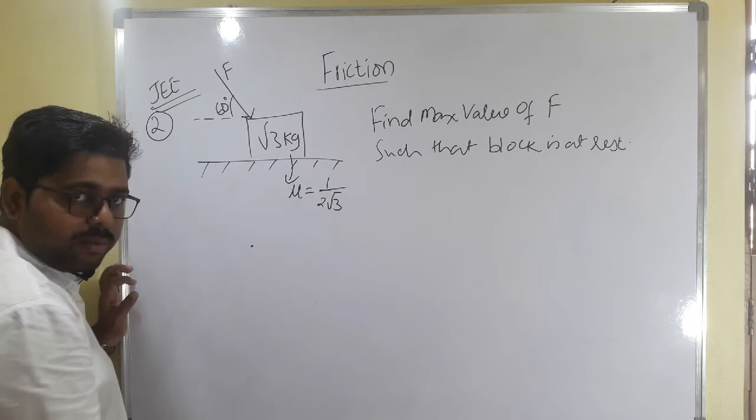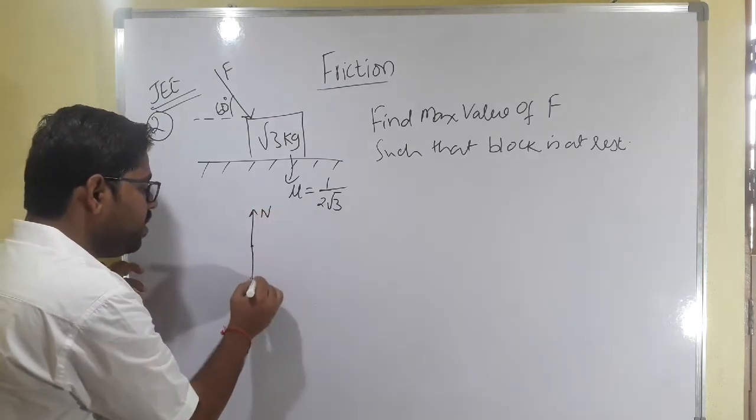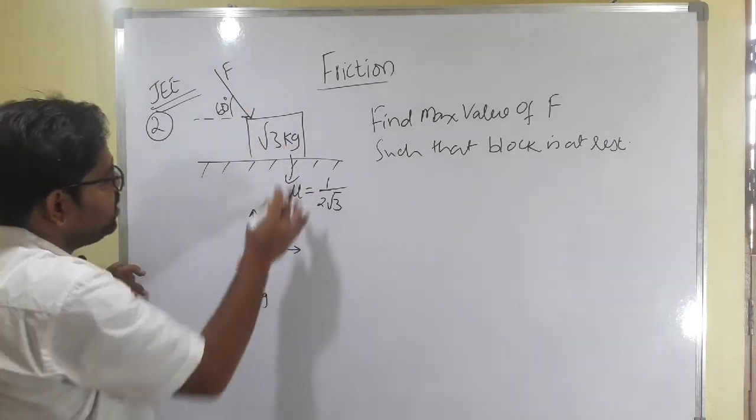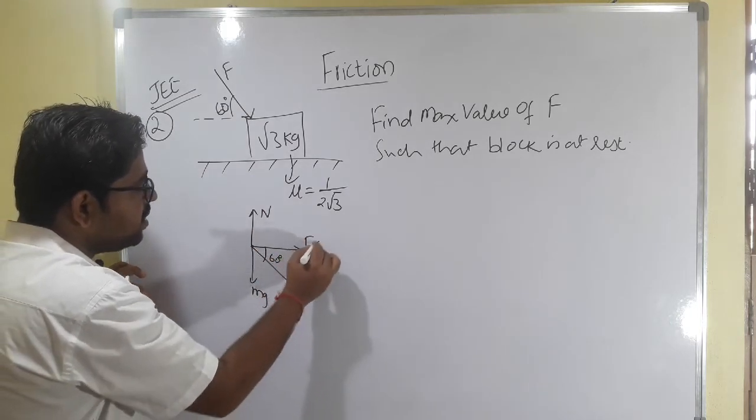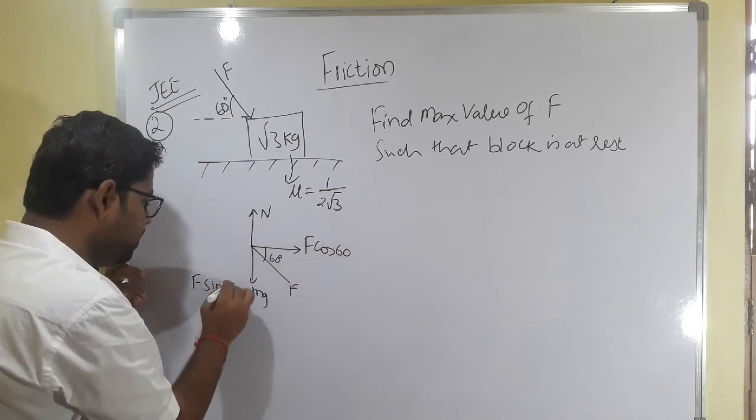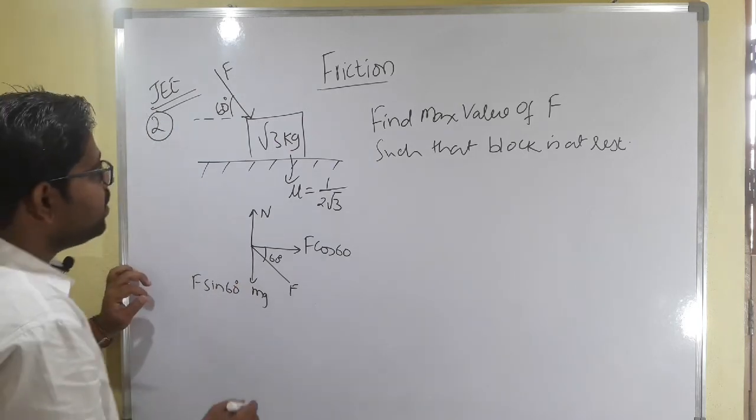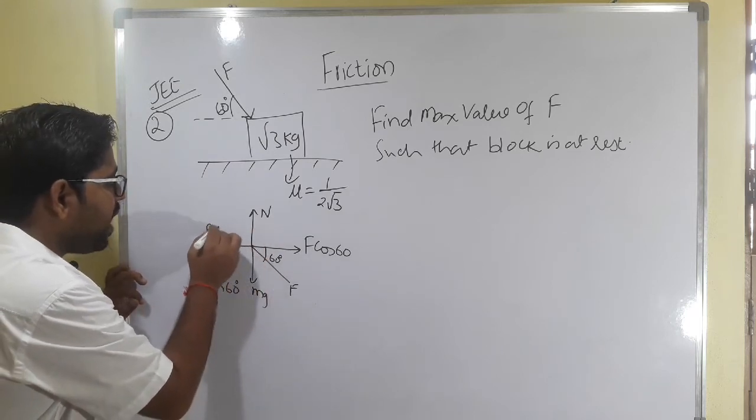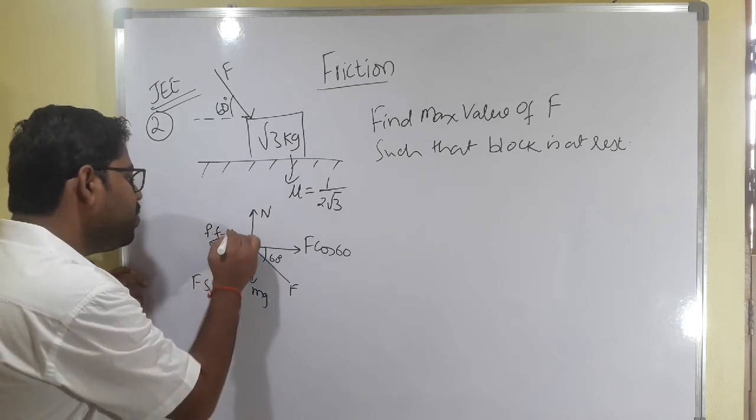Root 3 kg body, consider it as a point object. On the top, normal reaction. On the bottom, mg force. And here the force is there, making an angle of 60 degrees. So that means it is F. It is F cos 60, then here F sin 60. To make the body stop, a frictional force should act in this direction. First, to find the friction force, it will be equal to mu into N.